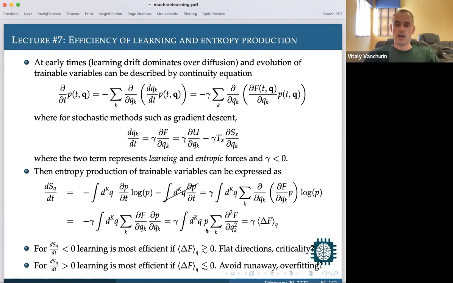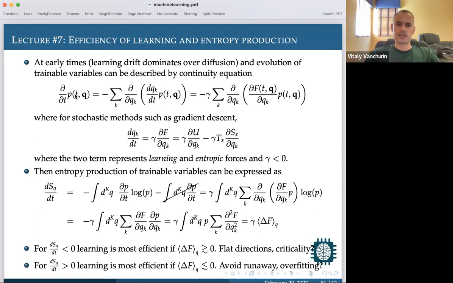discussing today, because what it says is, apart from this gamma factor, what you have here is a Laplacian of the free energy. So this is the sum of the second derivative of free energy, but now averaged over all states, all states weighted by the probability distribution. So you can think about this as an expected value of the Laplacian of the free energy.